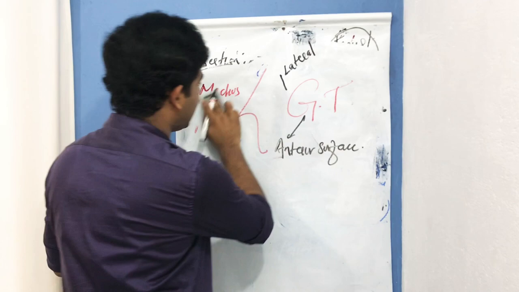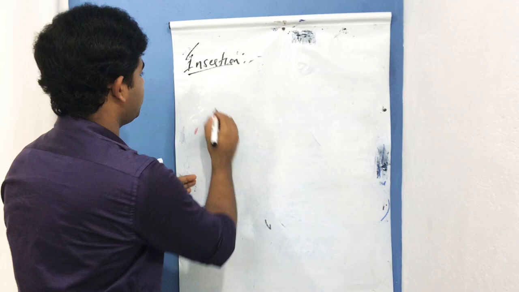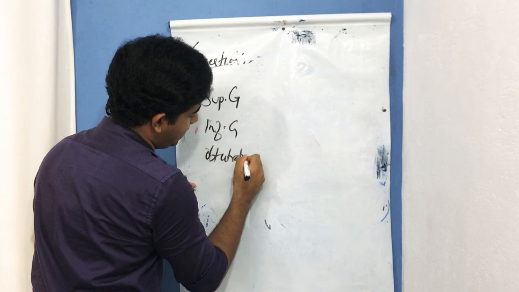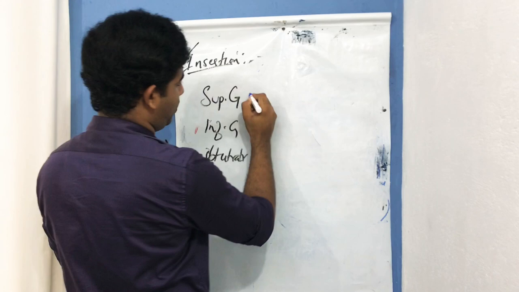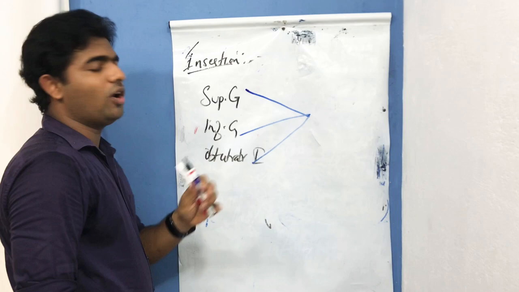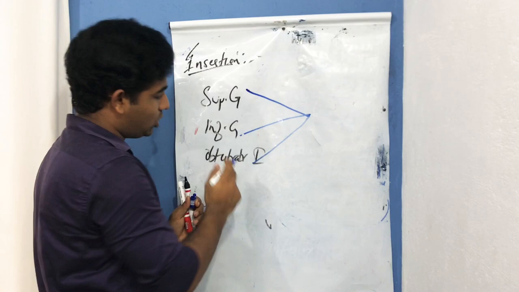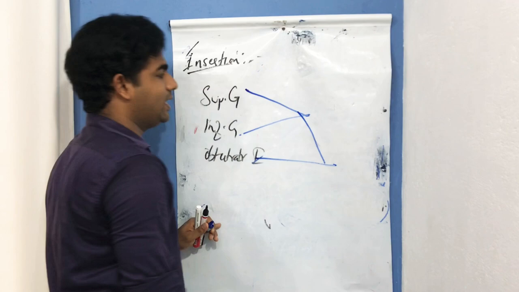Now let us move on to the other muscles, which is actually superior gemellus. Superior gemellus, inferior gemellus, right? And obturator muscles, in that obturator internus. Why did I take obturator internus? Because these muscles, superior gemellus and inferior gemellus, blend with the tendon of the obturator internus. Actually these three muscles are inserted into a common region by blending into the tendon of the obturator internus. These two muscles will blend, let us show it like this so it will be easier. It will blend into the tendon of the obturator internus muscle.